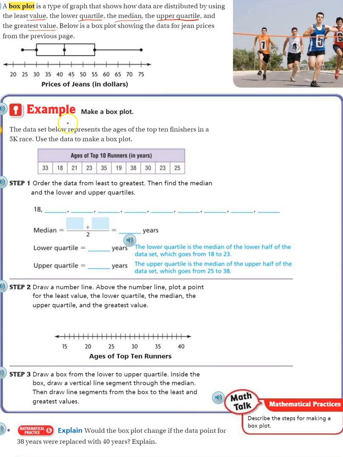Okay, going on to the example. The data set below represents the ages of the top 10 finishers in a 5K race. Use the data to make a box plot. Order the data from least to greatest. That's our first step.